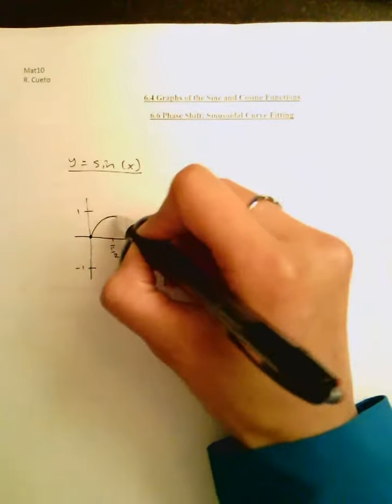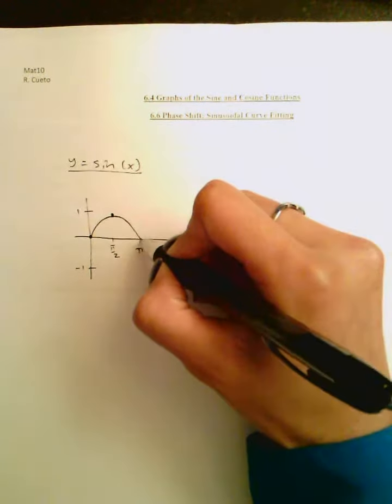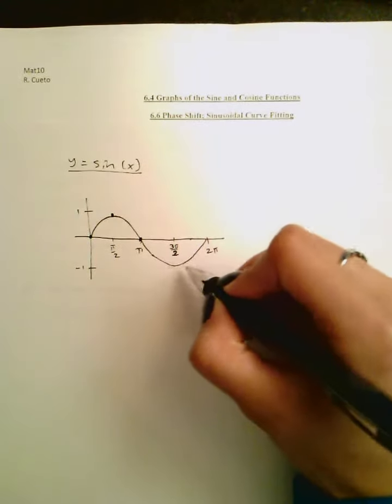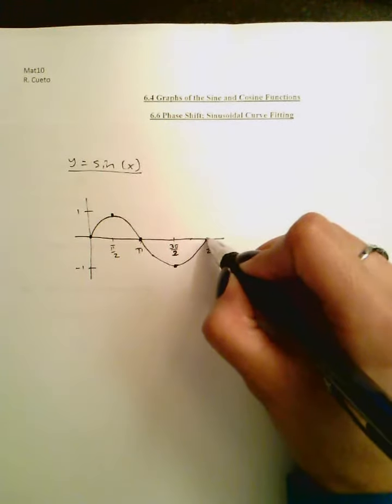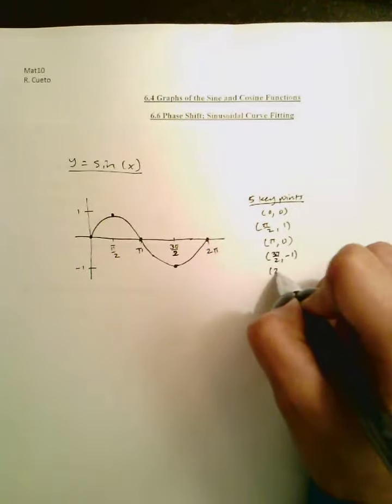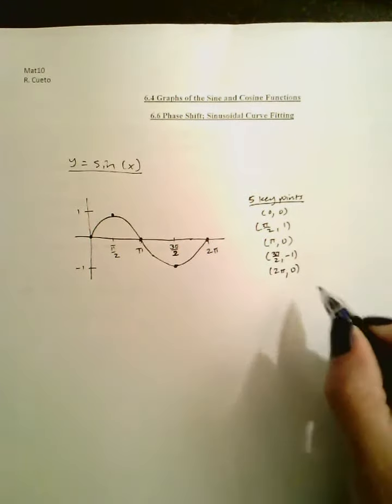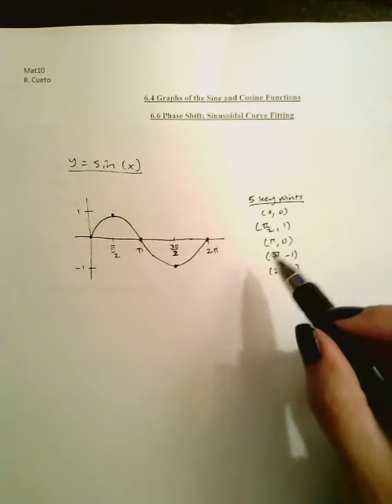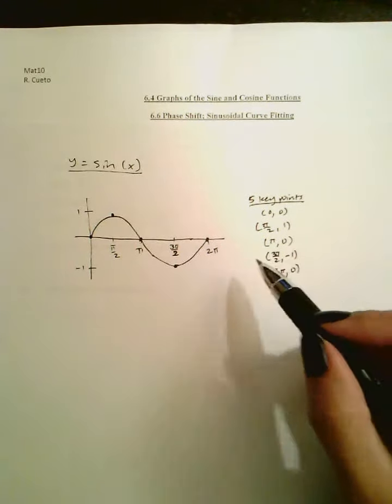So one of them is 0, 0, the other one is at pi over 2, 1, the other one is at pi, 0, 3 pi over 2, -1, and at 2 pi, 0. So let's go ahead and write the 5 key points. And again, we said it was 0, 0, pi over 2, 1, pi, 0, 3 pi over 2, -1, and 2 pi, 0. We're going to use this later in order to make other sine functions with transformations.